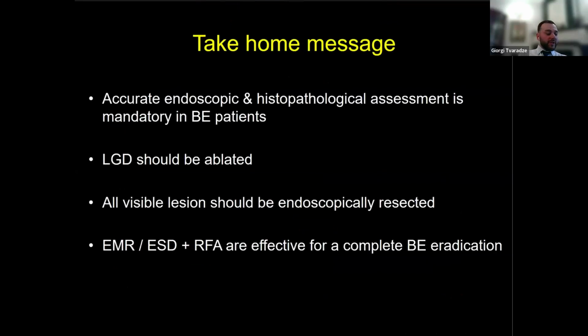So now what I want to say, and what is the take-home message? It is important to remember that accurate endoscopic and histopathological assessment is mandatory in Barrett's patients. Low-grade dysplasia should be ablated, and all visible lesions should be endoscopically resected. Also, EMR or ESD with RFA are effective treatments for eradication of Barrett's esophagus.